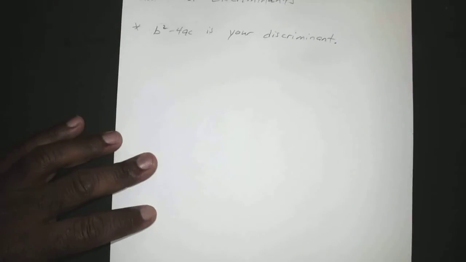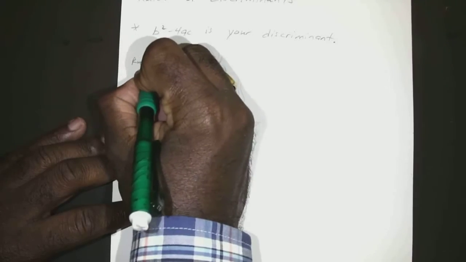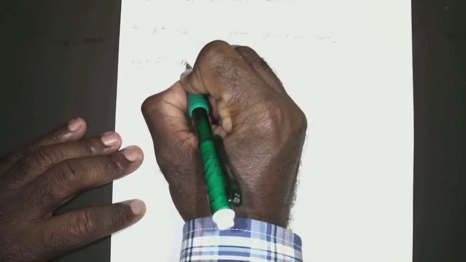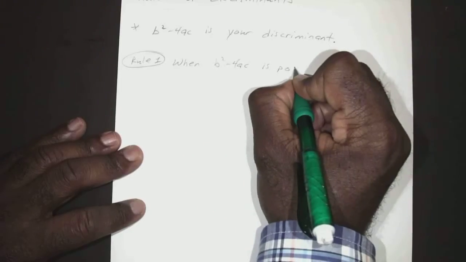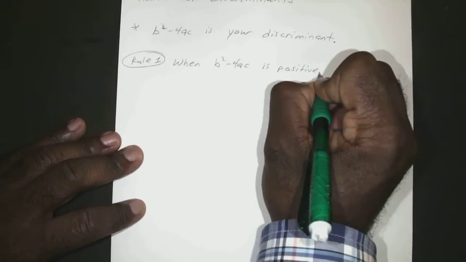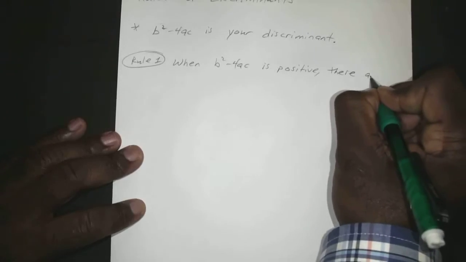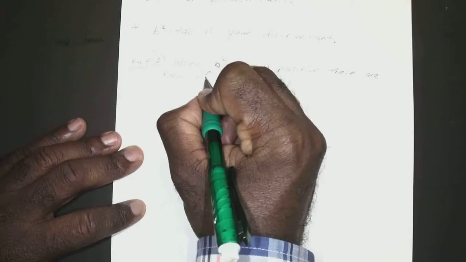Okay, so you have 3 different rules for discriminants. Rule number 1, when b squared minus 4ac is positive, there are 2 different real solutions.